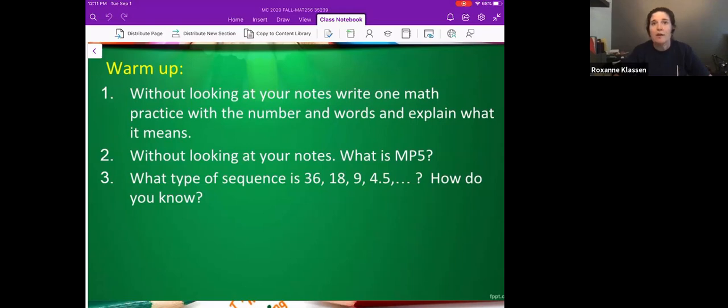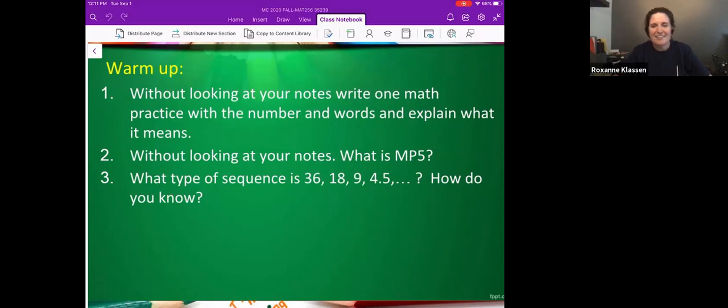Okay, so on the midterm and the final, I have questions about the math practices, so you should know as many of them as you possibly can, what they look like in the classroom, and know them by number and word. Okay, so I don't think we need to do number 2. Did anybody write MP5? Does anyone know what MP5 is? Maybe we should do it because nobody listed MP5.